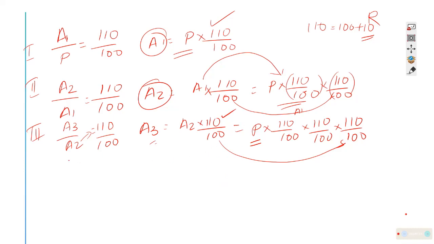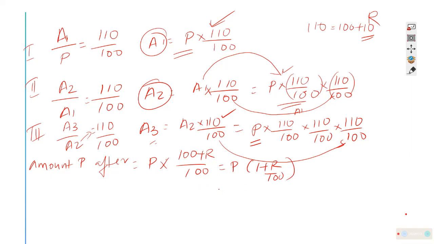So, I can write in a simple way, if P is the principal, the amount after 1 year, instead of writing 110 upon 100, I will write P into 100 plus R upon 100. What does it mean? It means P into 1 plus R upon 100. Correct? If it is P into 1 plus R upon 100, which is this one, this is P into 1 plus R upon 100, 2 times, this is P into 1 plus R upon 100, 3 times. I developed a formula. Then what are these 1, 2, 3? This is when I calculated for 3 years, this is for 2 years, this is for 1 year.